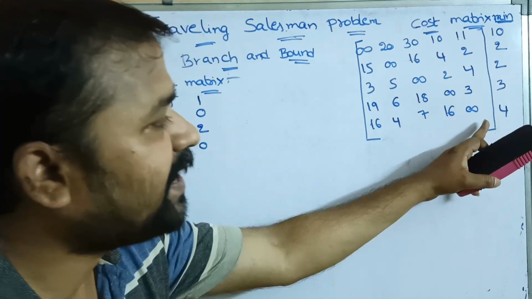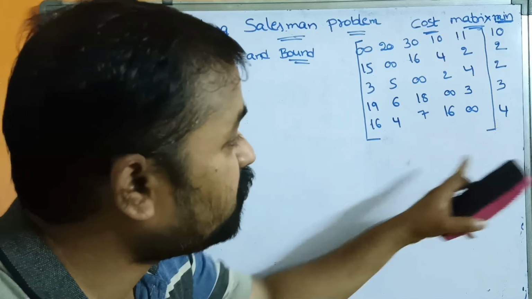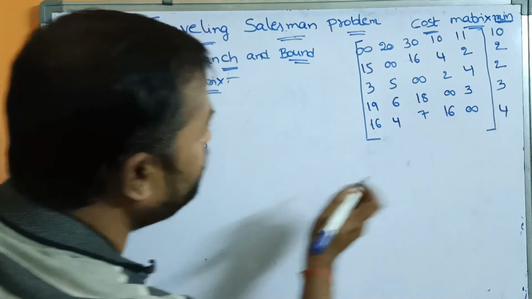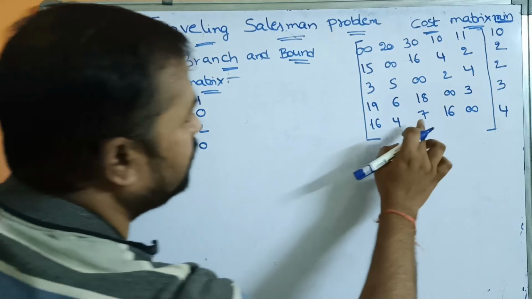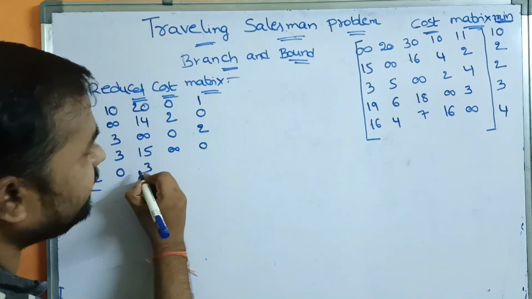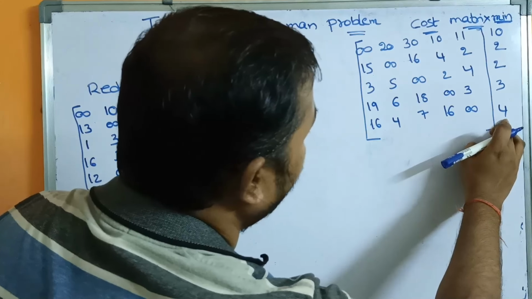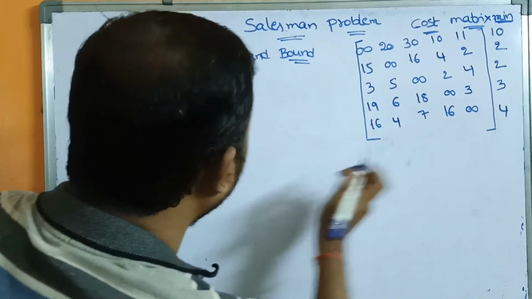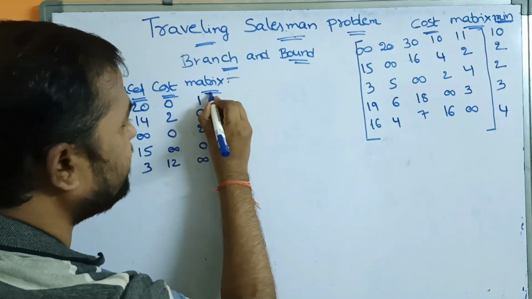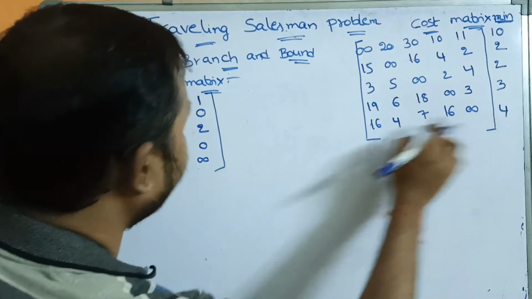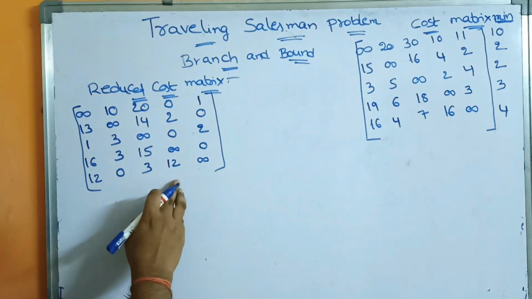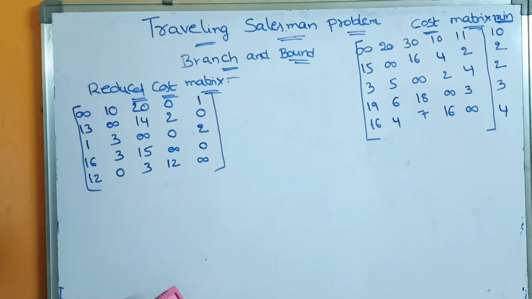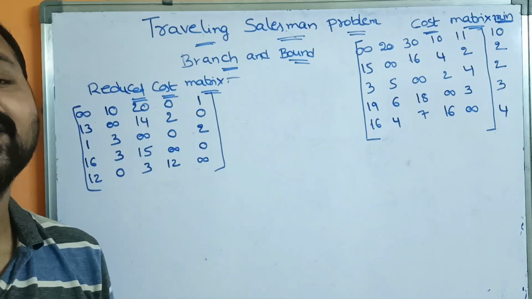Next we have to subtract each entry of the last row with 4. So 16 minus 4 means 12. 4 minus 4 means 0. 7 minus 4 means 3. 16 minus 4 means 12. Infinity minus 4 means infinity. So 12, 0, 3, 12. If you observe here also we got one entry as 0. So that means we can say that this matrix is in row reduction form.